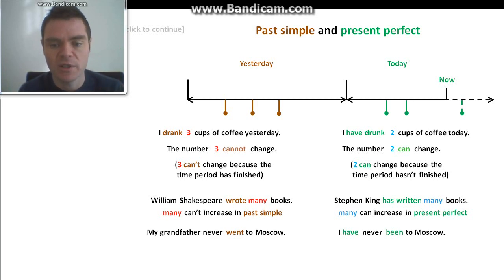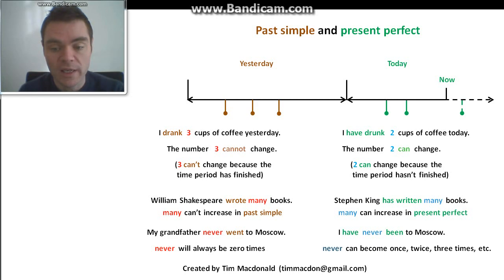This word never cannot change. But I have never been to Moscow, but I hope to go one day. So never can change. So never will always be 0 times with simple past. It can never become 1 or 2 or 3. But with present perfect, never can become once or twice or 3 times or many times.